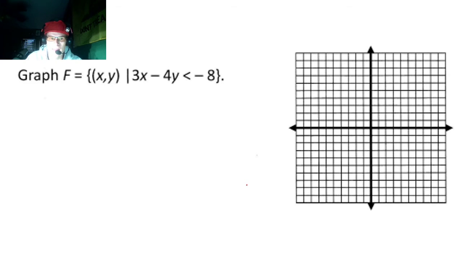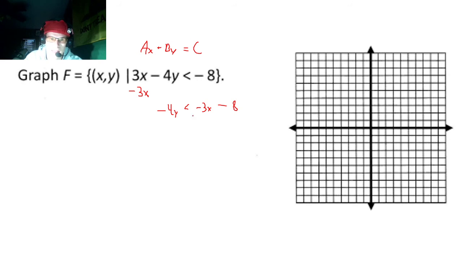All right, try this one on your own super quick. All right, so 3x minus 4y is less than -8. First off, again, it's in standard form. So to make it easier on all of us, we are going to convert this to slope-intercept form. So what I need to do first is solve for y, subtract 3x from both sides. So that'll give me -4y is less than -3x minus 8.